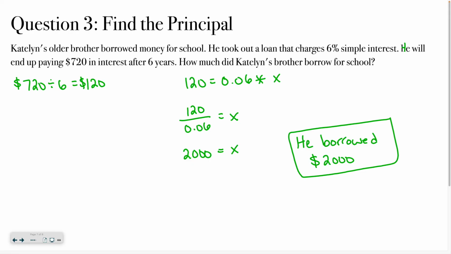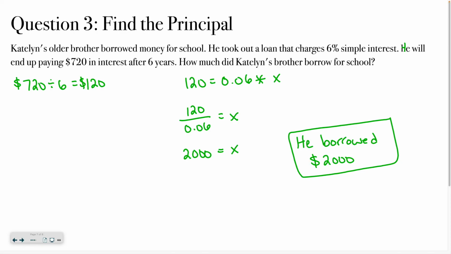All right, for this problem, hopefully you started by taking the total amount in interest and dividing by the number of years. So 720 divided by 6. That means he's paying $120 in interest every year. And if we did 120 equals 0.06 times that missing dollar amount, we can solve. So 120 divided by 0.06 leaves me with 2,000. So that means that Caitlin's older brother borrowed $2,000.